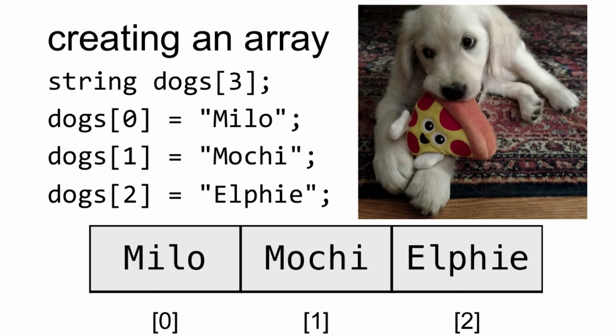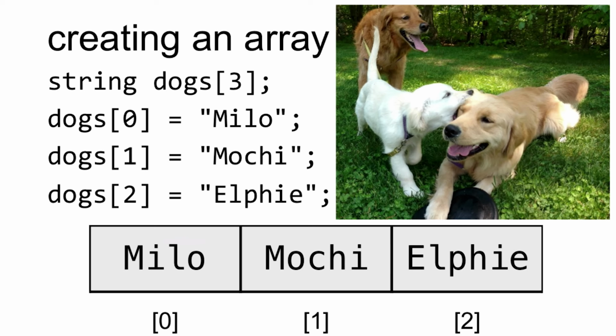The only difference in this case is that you have to remember to put the index of the value in square brackets. And there we have our 3 favorite dogs. But alas, it's time to get back to Caesar.